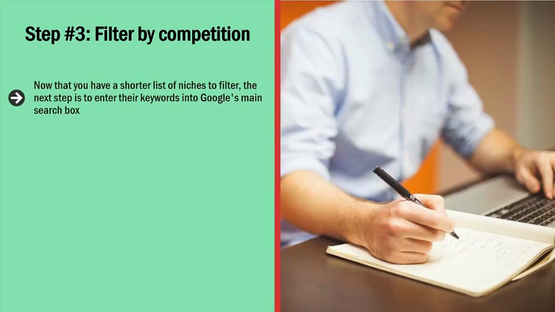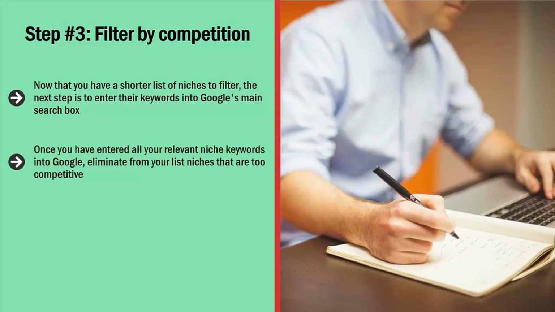Now that you have a shorter list of niches to filter, the next step is to enter their keywords into Google's main search box. When you enter a search phrase into Google, you will get results, but at the top left corner, Google will inform you how many pages target that search phrase. Take note of this number and write them down next to each niche keyword. Once you have entered all your relevant niche keywords into Google, eliminate from your list niches that are too competitive. These are niches that have too many pages targeting them.